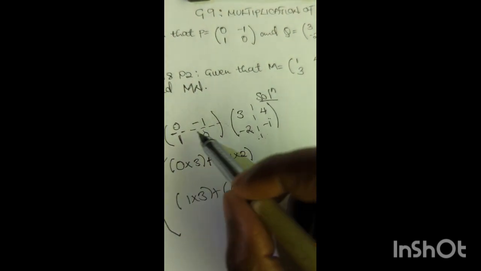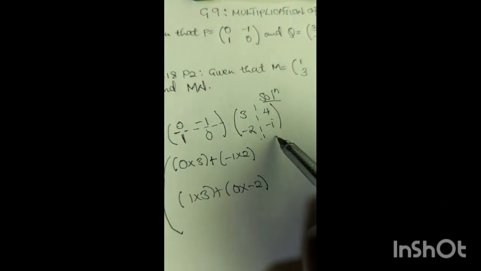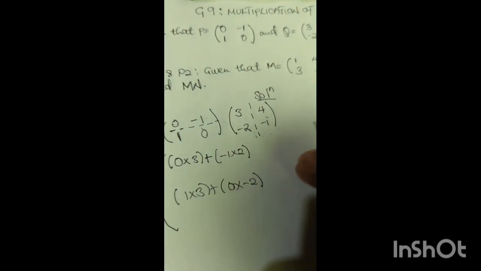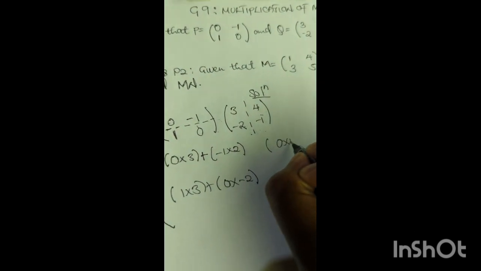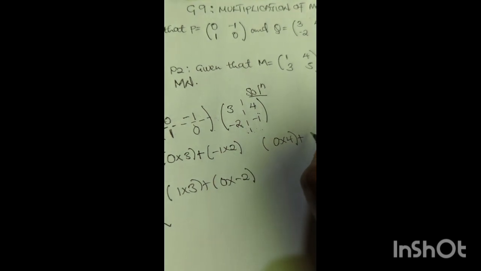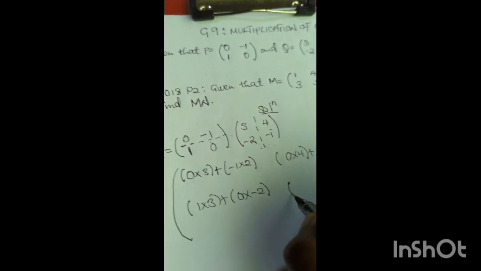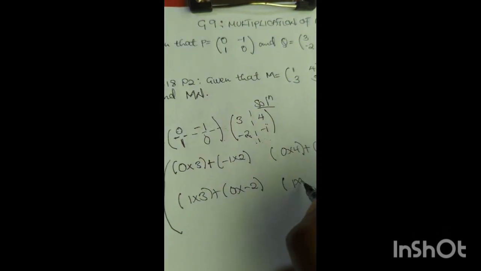Okay, then the next one, we're going to this one now. Row by column, then down again, row by column. So on top here, I'm going to have 0 multiplied by 4 plus -1 multiplied by -1. Okay, I'm closing the big matrix now. Then down here, I'm going to have 1 multiplied by 4 plus 0 multiplied by -1.